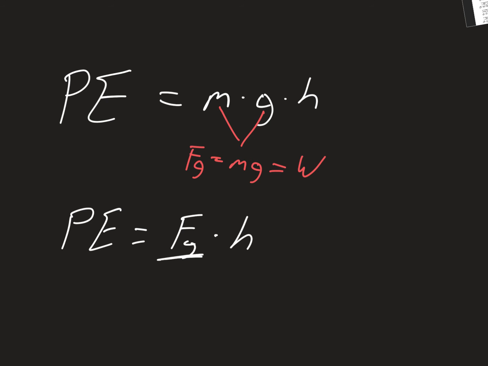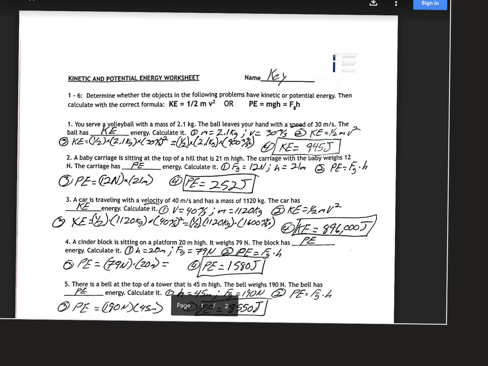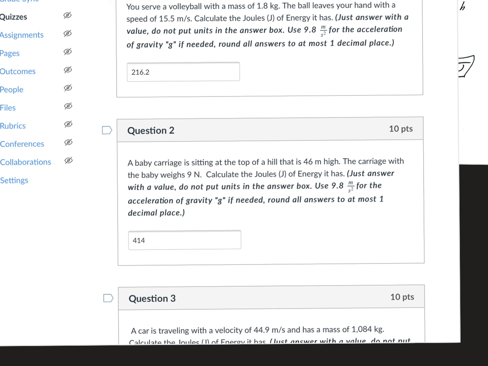And then it's really as simple as multiplying two things. So if you look on the worksheet, the key I gave you, I just had to multiply that 21 newtons times 12 newtons. On the quiz, the values have changed, so now it's 46 meters high, and 9 newtons is the weight, but I can still just multiply those two together, straight together, and I'm going to get the amount of potential energy joules that I need.